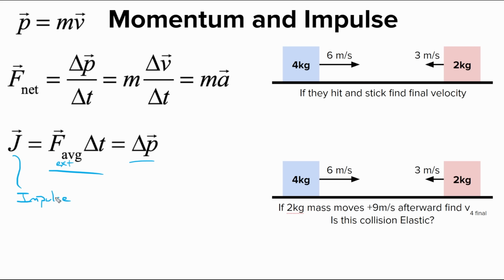Why'd they pick J for impulse when there's no J in impulse? I don't know. I call it the Jimpulse to keep track of that. So J is F delta T, delta P.